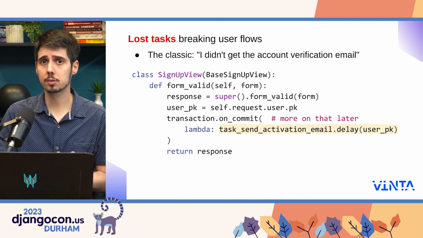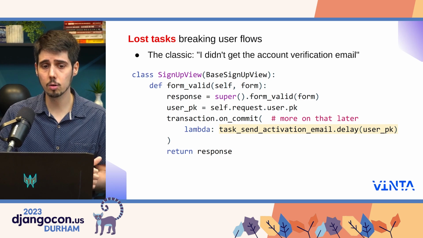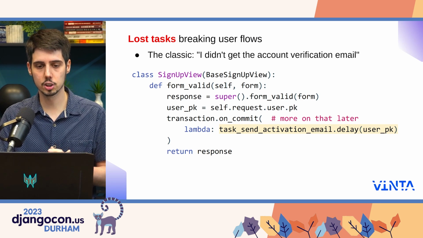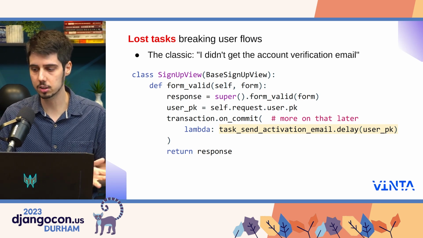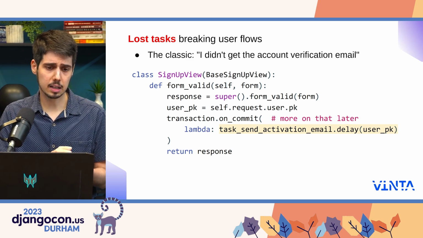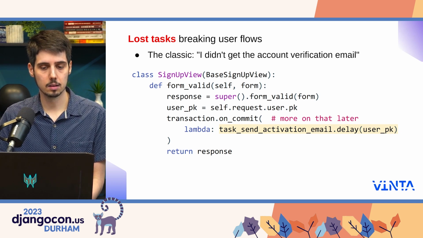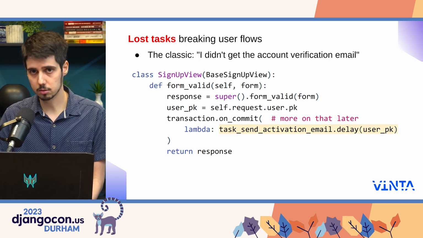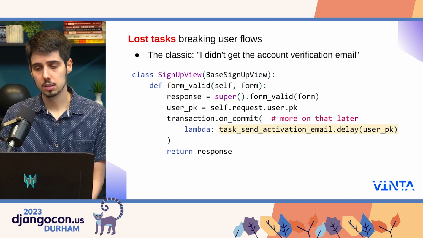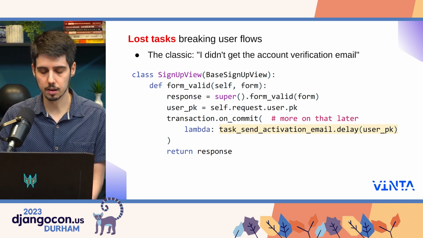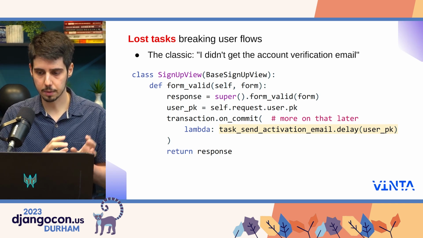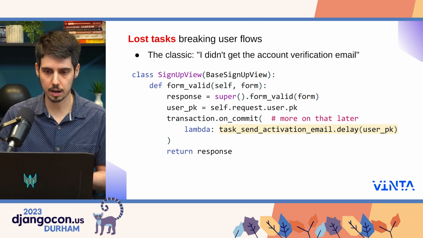It's worth remembering as well that lost tasks break user flows. There's the classic problem: I didn't get the account verification email. The user just signed up and didn't get the account verification email to finish the sign up. Here we have a sign up view from Django, and we are doing the form validation. After the form validation, we already have the response. We already saved the user. So on commit, which I'll explain better later, we are delaying a task to send the activation email. We are passing the user reference, the user PK, everything's all right here.